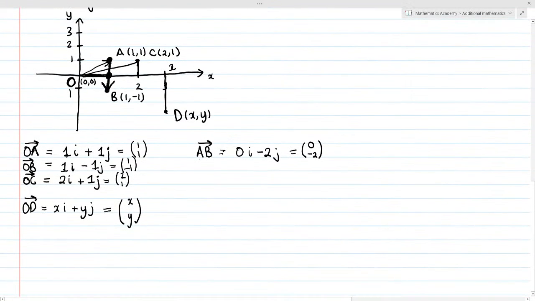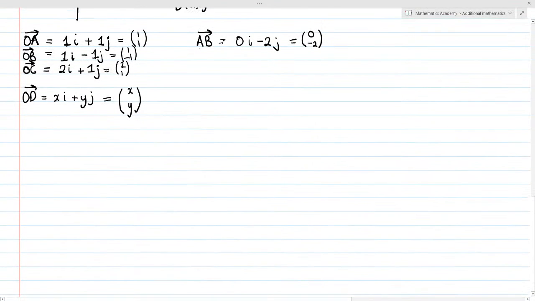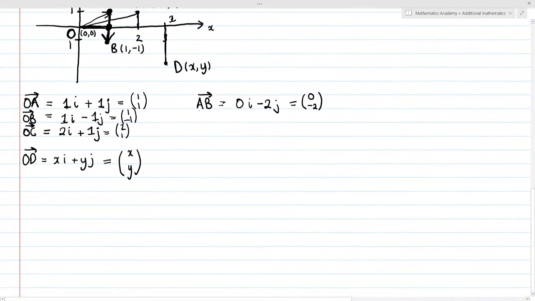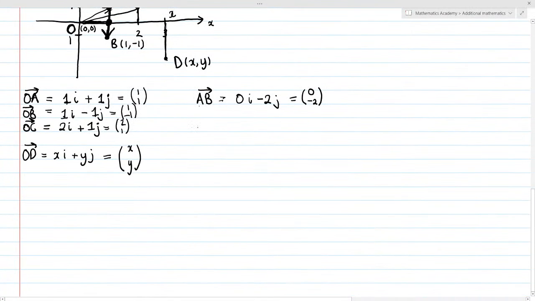So now we can think about vectors not just from the origin to a point, but also from points to other points. So suppose now we didn't have this diagram, and I just told you that the vector OA is, let's say, A1i plus A2j, and that the vector OB is B1i plus B2j, just some general vectors. How can we find the vector AB?